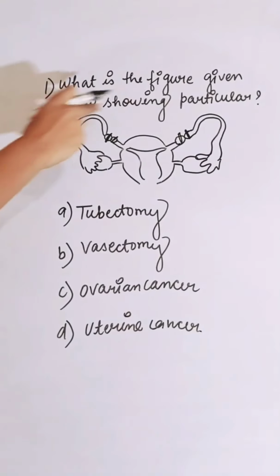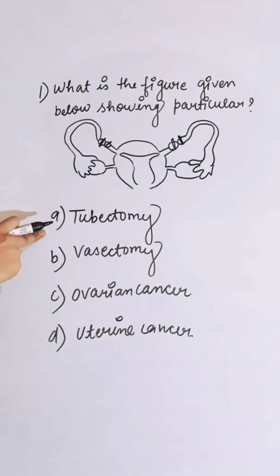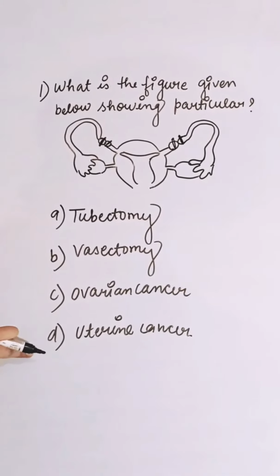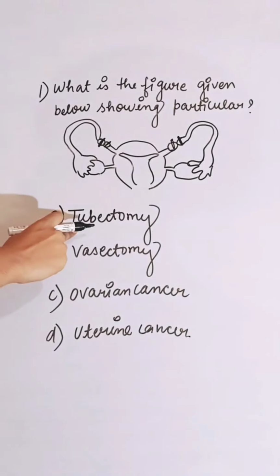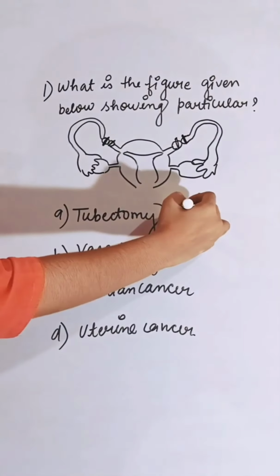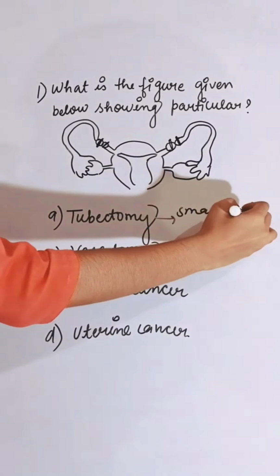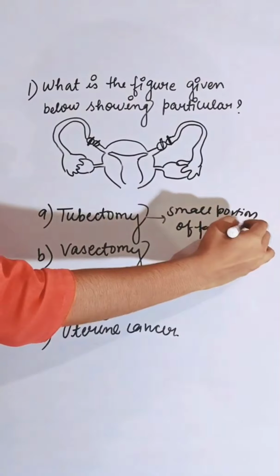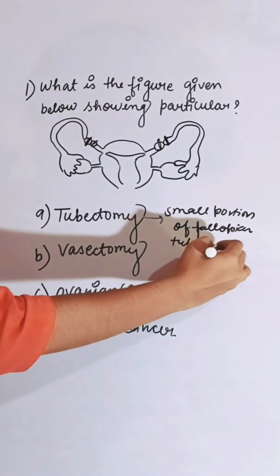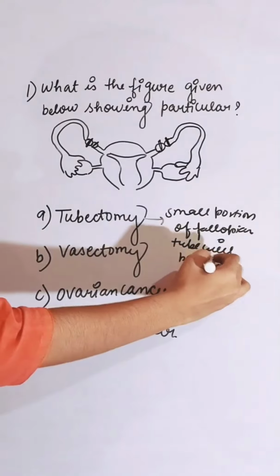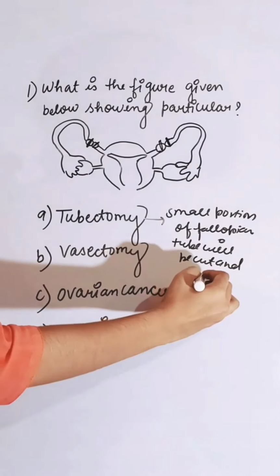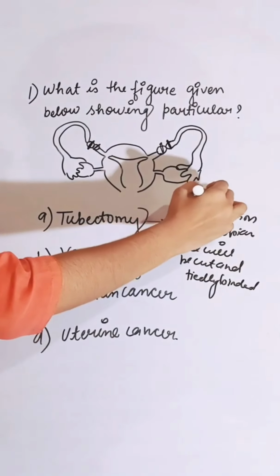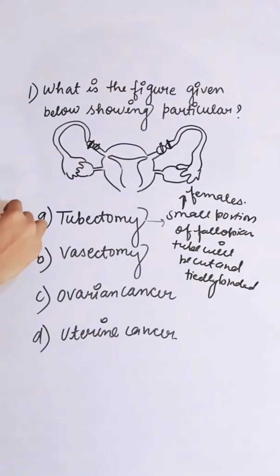What is the figure given below showing? This is the diagram. First option is tubectomy, second is vasectomy, third is ovarian cancer, fourth is uterine cancer. This is a diagram of tubectomy, in which a small portion of the fallopian tube will be cut and tightly tied, which is used in females. So correct answer is A.